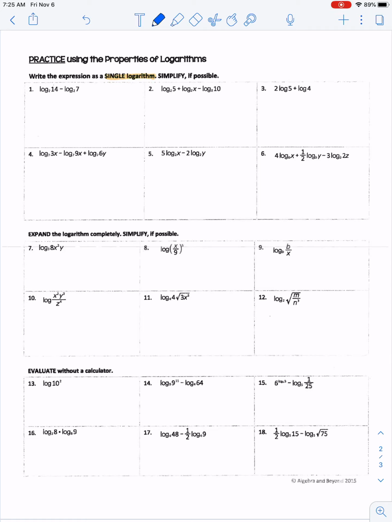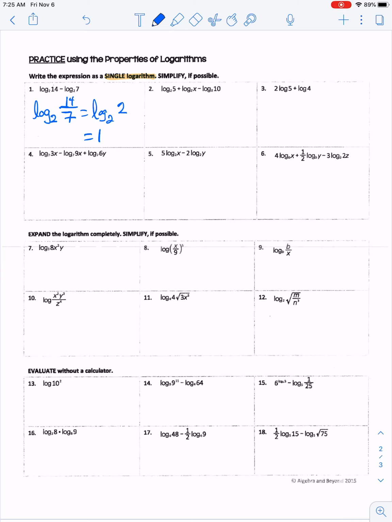If we have log base 2 of 14 minus log base 2 of 7, that subtract tells you we want to divide. So it comes out log base 2 of 14 over 7. If you simplify, you can say log base 2 of 2. And if you flip over on the back, you'll see that that is also one of our properties. So that comes out to be just 1. That was a nice one.